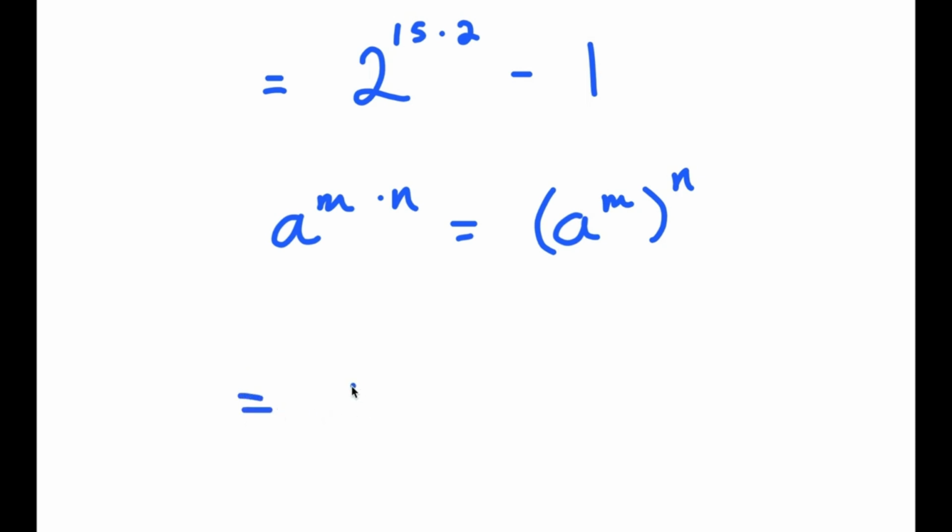So 2 to the power of 15 times 2 is the same thing as 2 to the power of 15 to the power of 2. And negative 1 is the same thing as negative 1 squared.